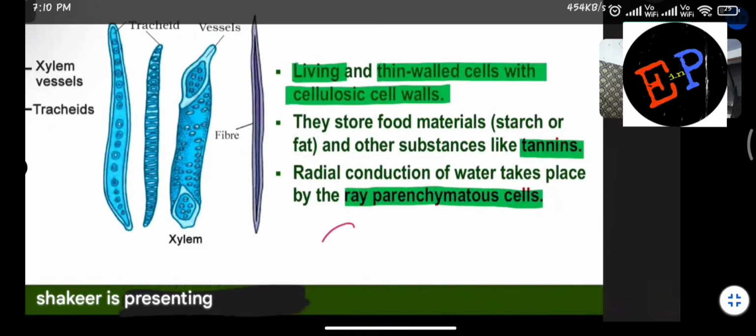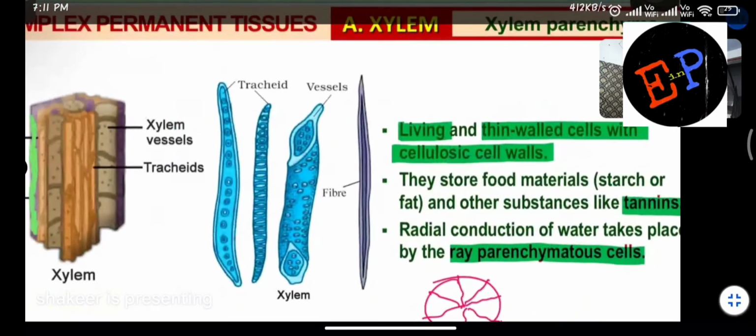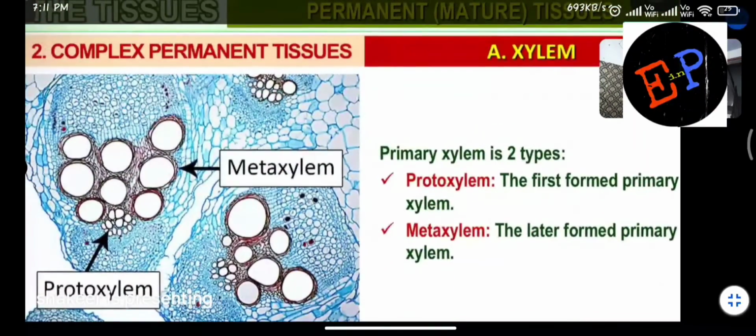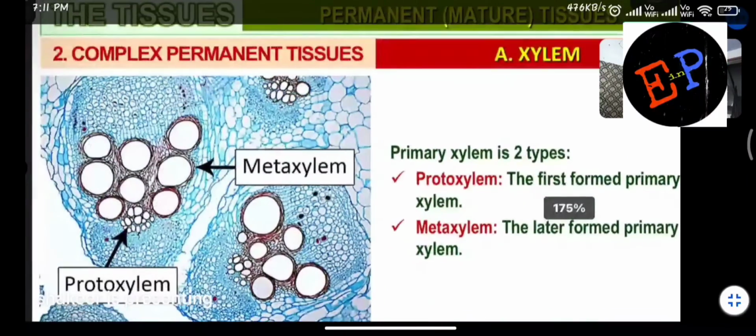What is meant by ray parenchymatous cells? These are the radial cells. For example, if this is the wooden structure you are seeing, a cross section of the stem, then these ray parenchymatous cells will travel in radial fashion. Because they are arranged in radial fashion, conduction of water takes place radially. They are called xylem parenchyma. Clear? Next we study primary xylem.